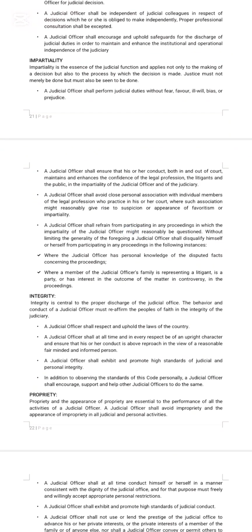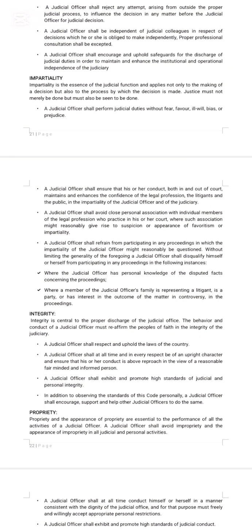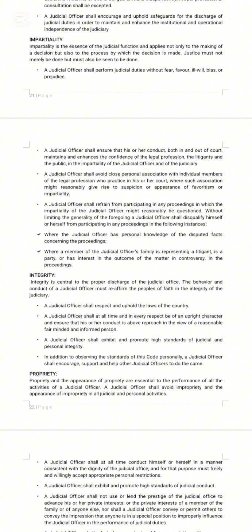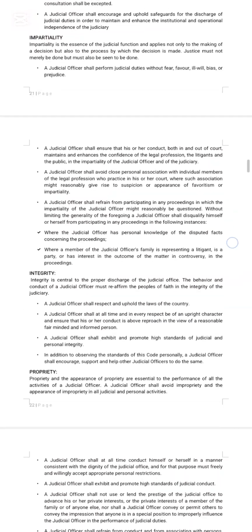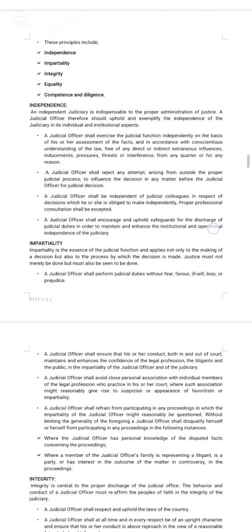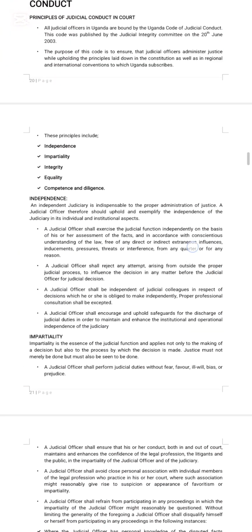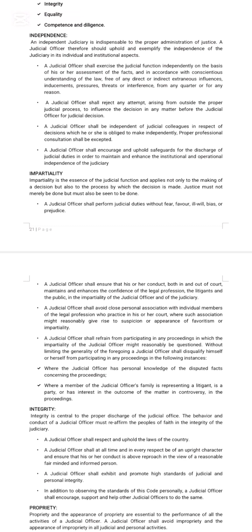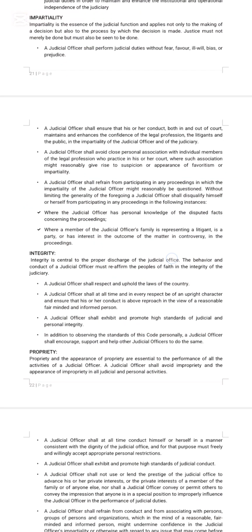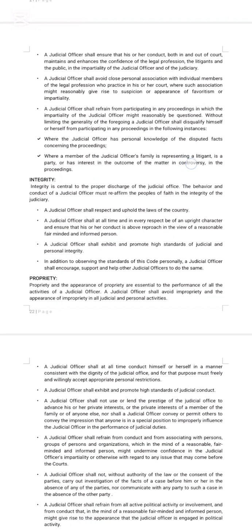Then impartiality is the essence of the judicial function and applies not only to the making of a decision but also the process by which the decision is made. So you must be impartial, and where you are not impartial, you must recuse yourself. And impartiality is the canon of Article 28 of the Constitution. Under Article 28 of the Constitution, there must be a fair hearing, and one of the canons of the fair hearing is that there must be impartiality.